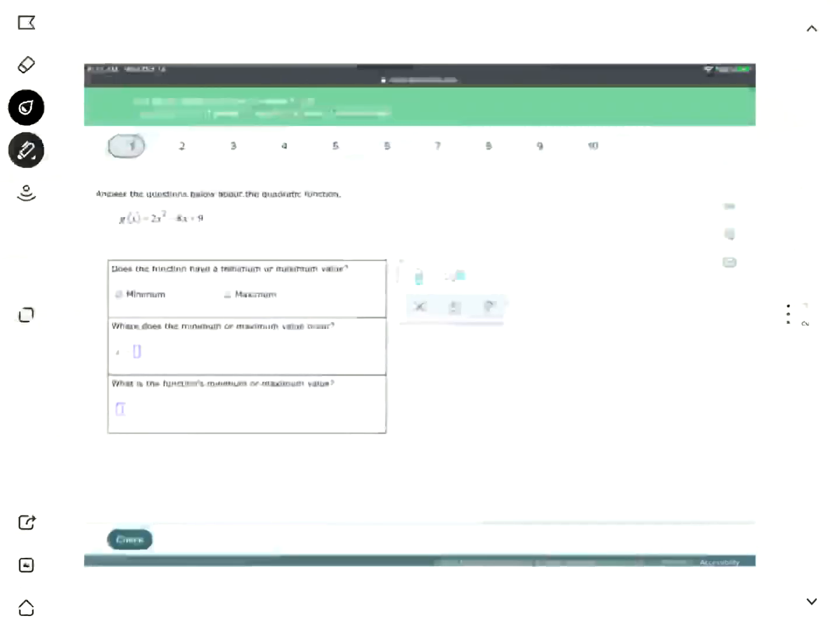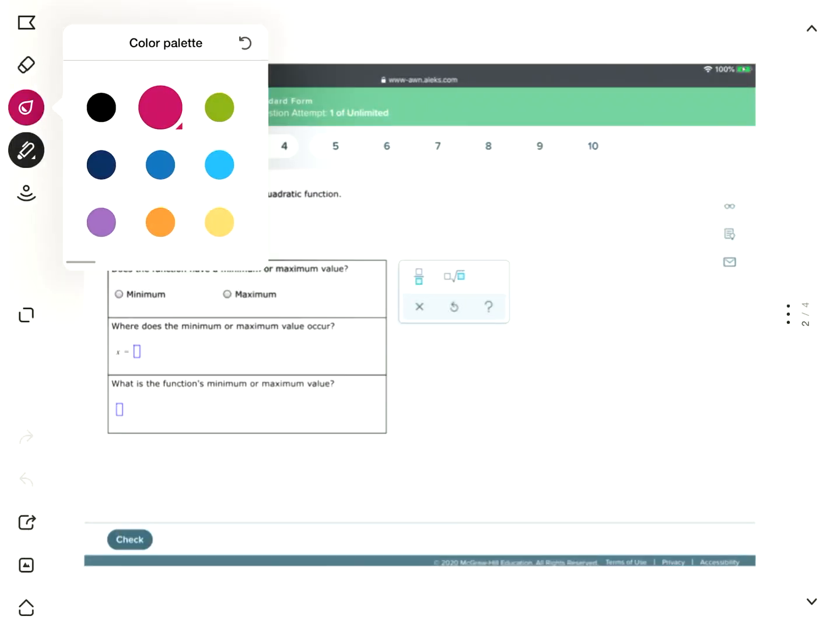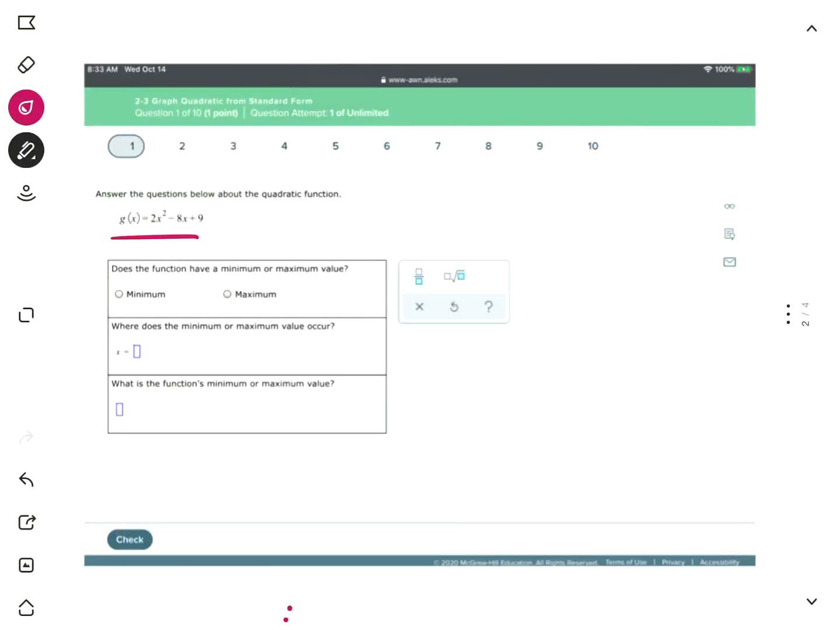So we started talking about stuff like this a couple of lessons ago. This one's asking us to answer the questions about the quadratic function. And the quadratic function for this one, let me rewrite it over here. g of x equals 2x squared minus 8x plus 9. The first thing is asking us, does the function have a minimum or maximum value?